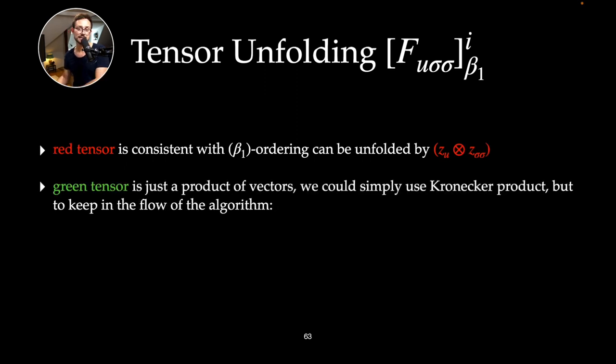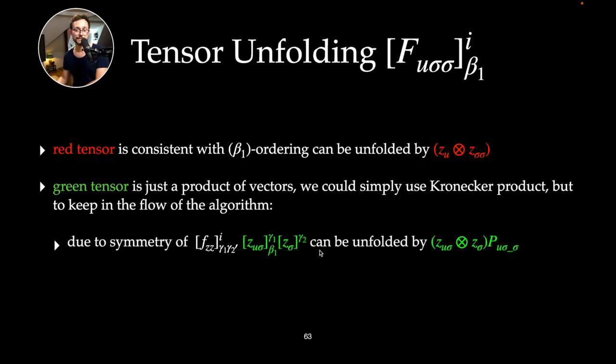Okay, so I've laid it out here. The green tensors, of course, are just the product of vectors when they are unfolded, and we can simply use Kronecker products. So you don't really need this permutation matrix right here, and this would actually be just a 2.